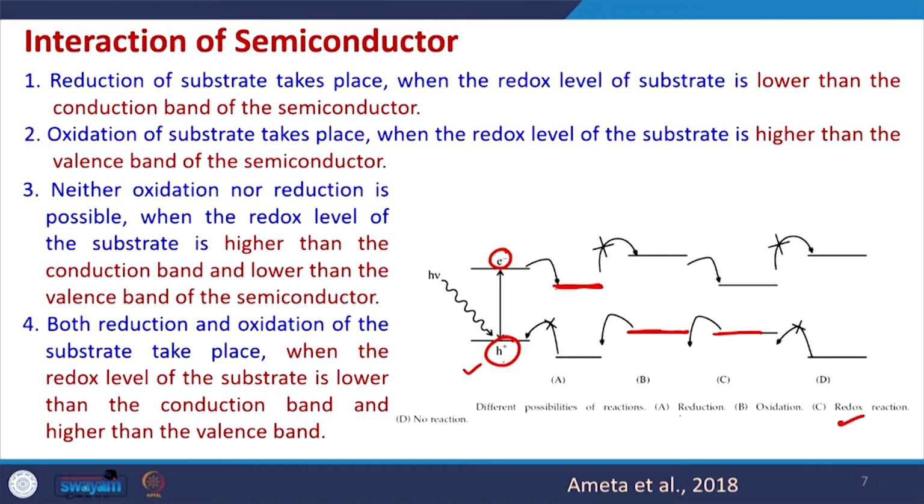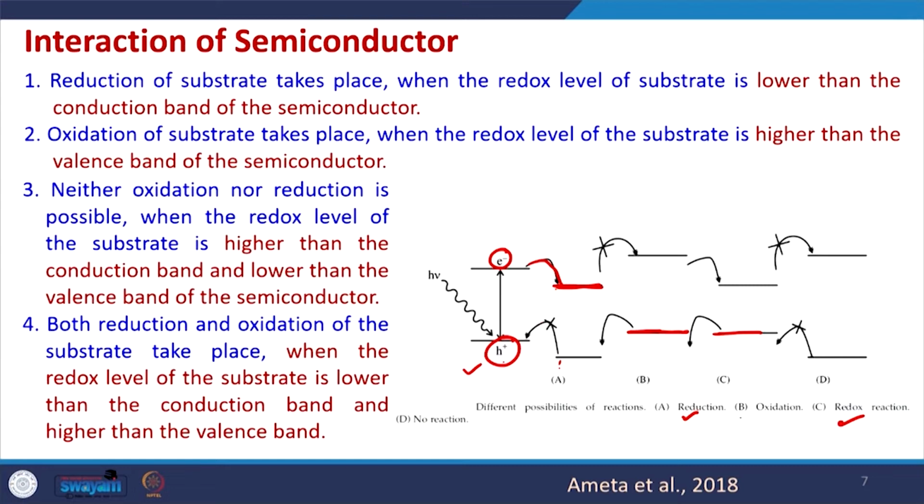So, we can see here that reduction will happen when this condition is met: for the substrate, what is its redox level? If its higher redox level is lower than that of the conduction band, then reduction is happening, and this is not possible because this is at a lower level. So, it will never go like this.